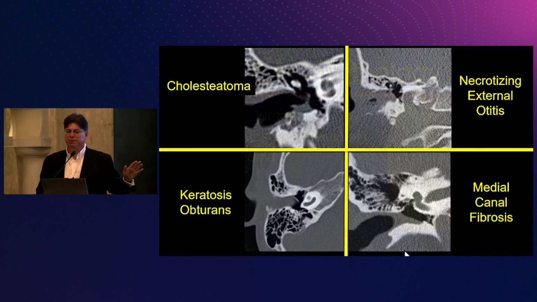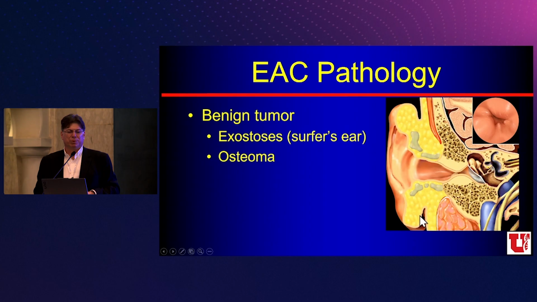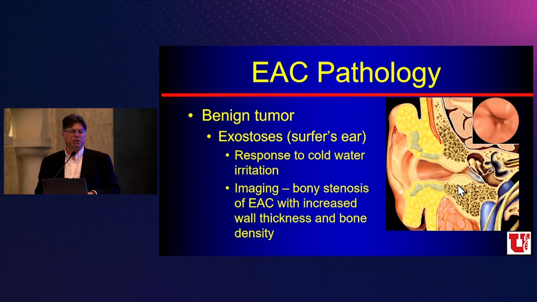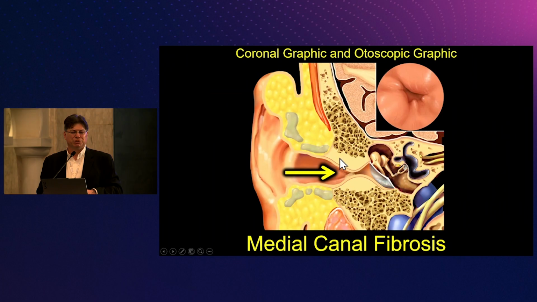external auditory canal. Now, if we have repetitive exposure to cold water, we sometimes think about surfer's ear or osseous exostosis. So repetitive response to cold water, and people for us surfers or scuba divers, and they get bony overgrowth. So it's a bony stenosis of the EAC with thickening of the bone, but normal overlying skin of the external auditory canal. So here's a coronal graphic, and we see osseous expansion of the bone. So the bone is bigger.